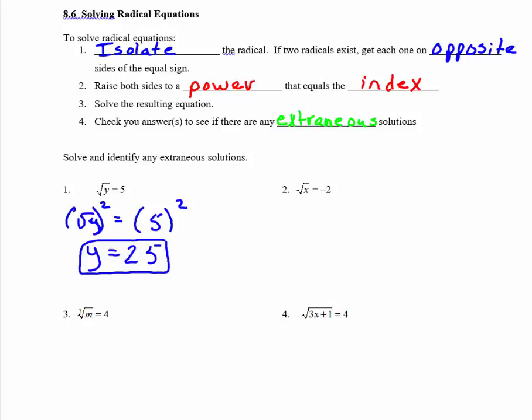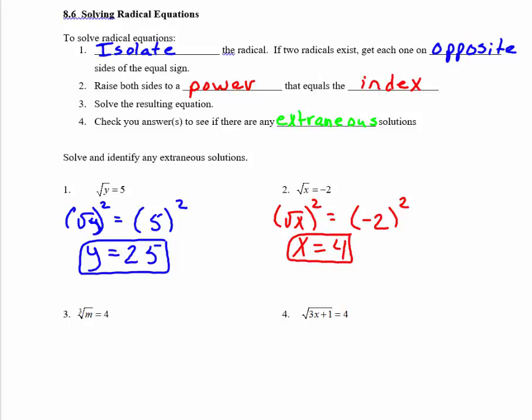Looking at number 2, we have one radical, it's isolated, so we'll raise both sides to a power that equals the index. It's a square root, so again I'll raise it to the square power. So raising both sides to the square power, the left side, the square and the square root cancel out, and negative 2 squared is a positive 4.